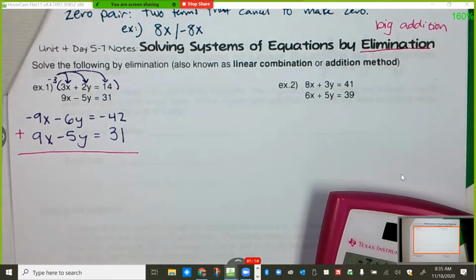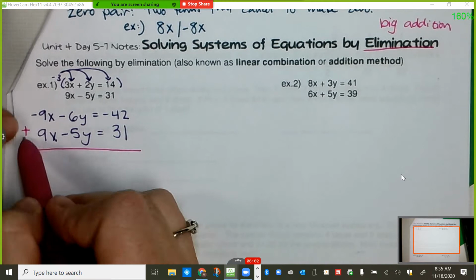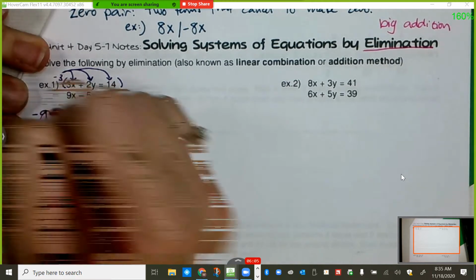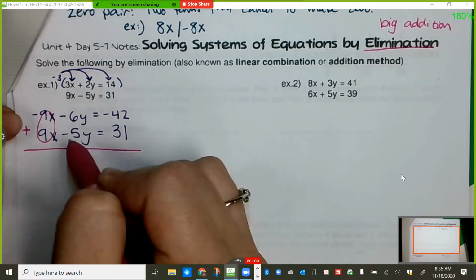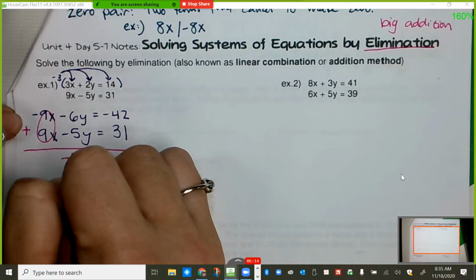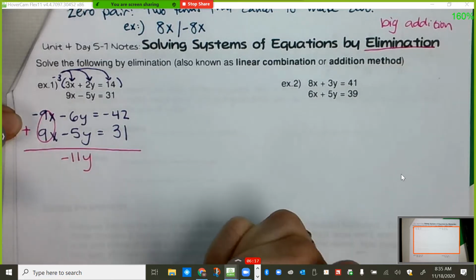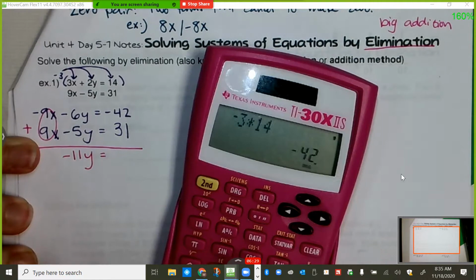Okay, so now we add each term. So what's negative 9x plus 9x? 0. That's what we wanted it to be, right? What's negative 6y plus negative 5y? Negative 11y. Remember, if I take 6y and then I take 5 more y's, then I took 11 from you, okay? Equals, and then negative 42 plus 31 is negative 11.